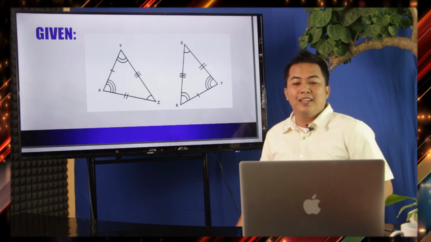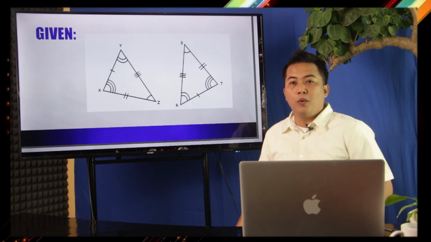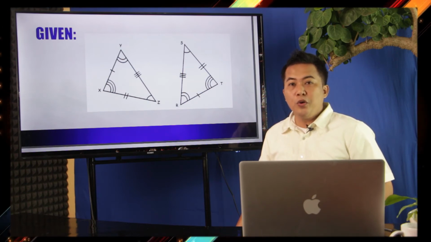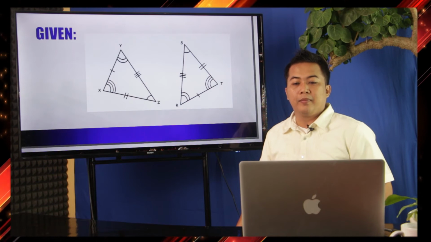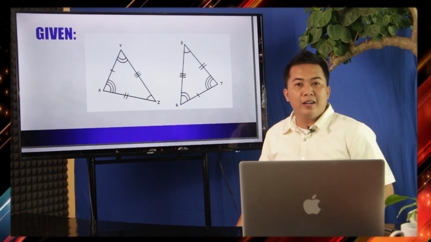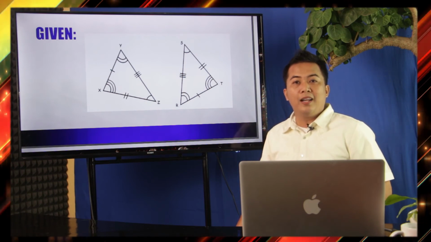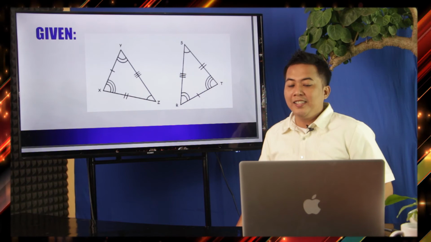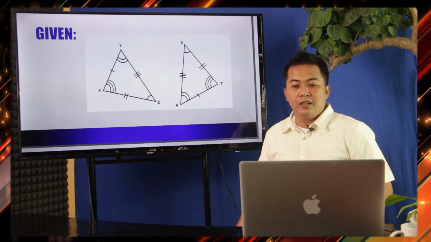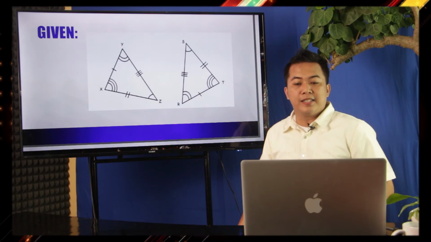Correct! Angle X corresponds to angle T. So, angle X is congruent to angle T. Angle Y corresponds to angle R. So, angle Y is congruent to angle R. Angle Z and angle S. So, angle Z is congruent to angle S.